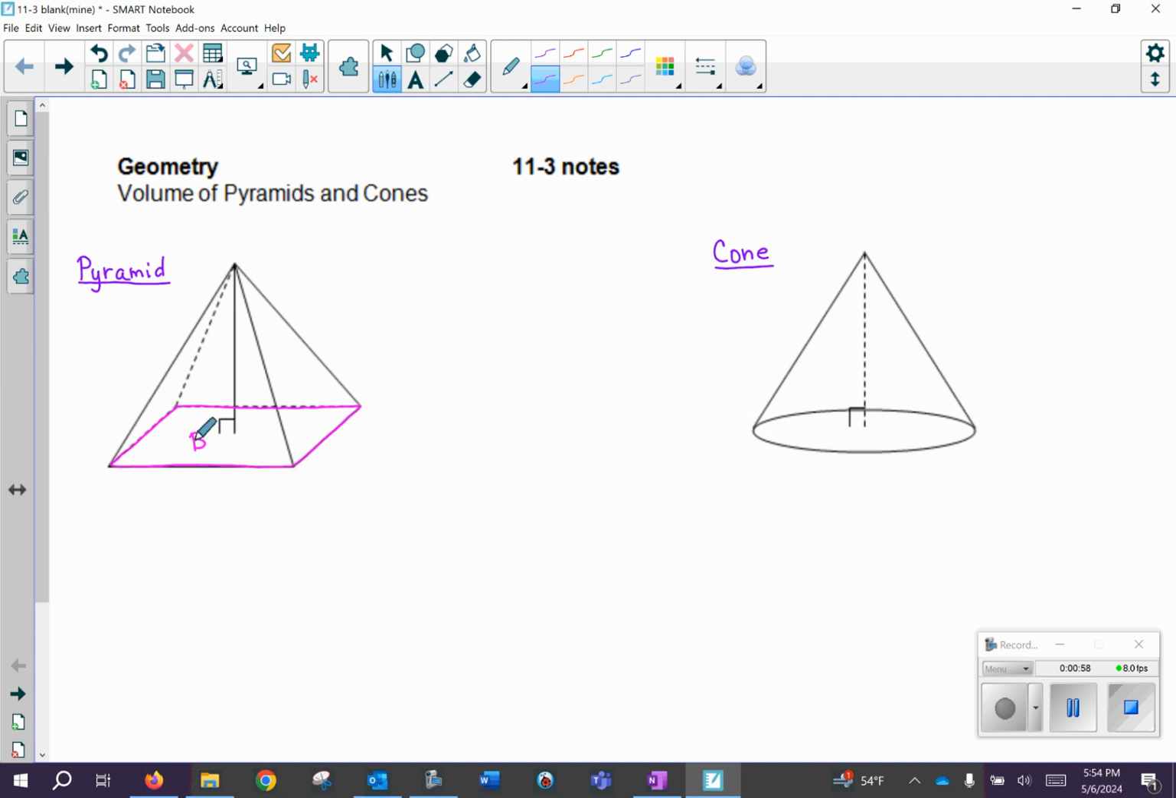So again, this is capital B, and remember that capital B stands for the area of this base, right? And over here, capital B is just going to be the area of that circle, the area of all of this. And then the height of the pyramid or cone: height comes down from the top and goes straight to the middle of the base and meets at a right angle by definition. Same thing over here. The height goes straight down to the middle of the base and meets at a right angle.